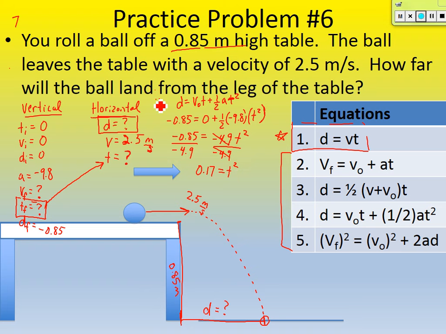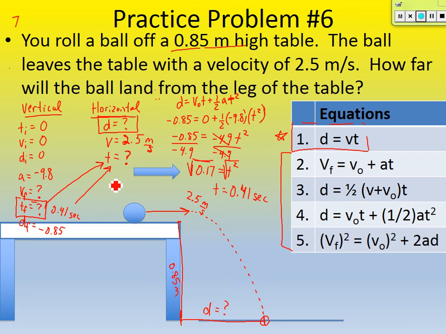Now let's remember, how do we get rid of that square on the t? Square root. So if we square root this side, do I have to square root the other side as well? And you do. So let's take the square root of 0.17, and that will give us time. The time that that ball was in the air was 0.41 seconds. Okay, is that what it wanted us to solve for? No. But if we have time vertically, 0.41 seconds, can we plug that into the horizontal equation?